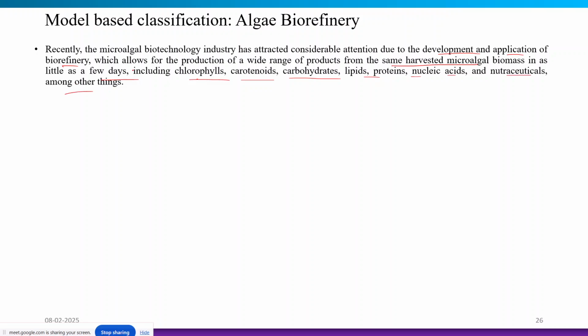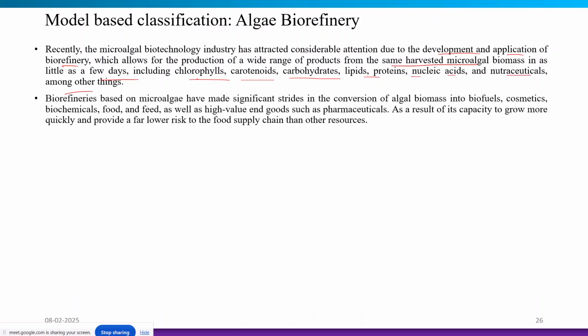So among these others, the biotechnological industry is growing this way. So biorefinery based on the microalgae has made significant strides in the conversion of algal biomass into biofuels, cosmetic products, biochemicals, food, feed, and also high value goods or products such as pharmaceutical products.